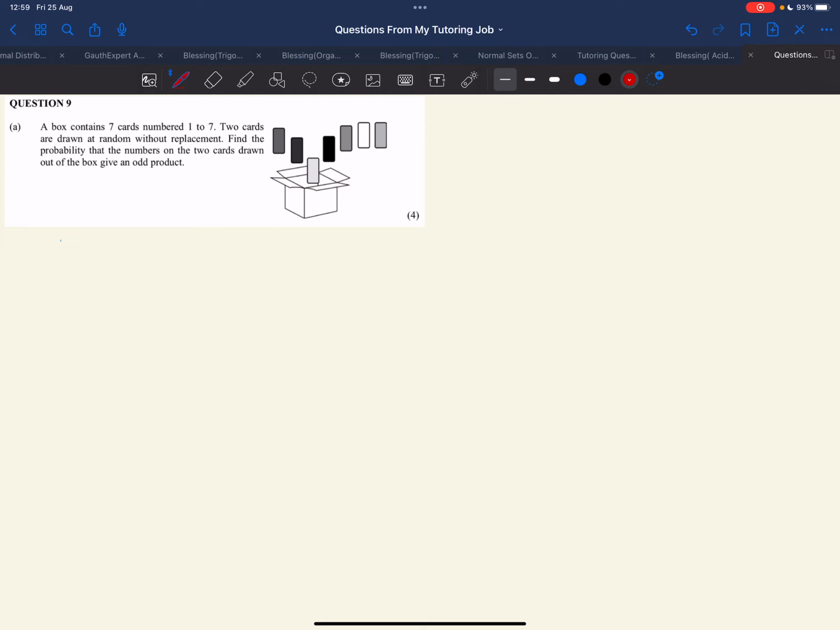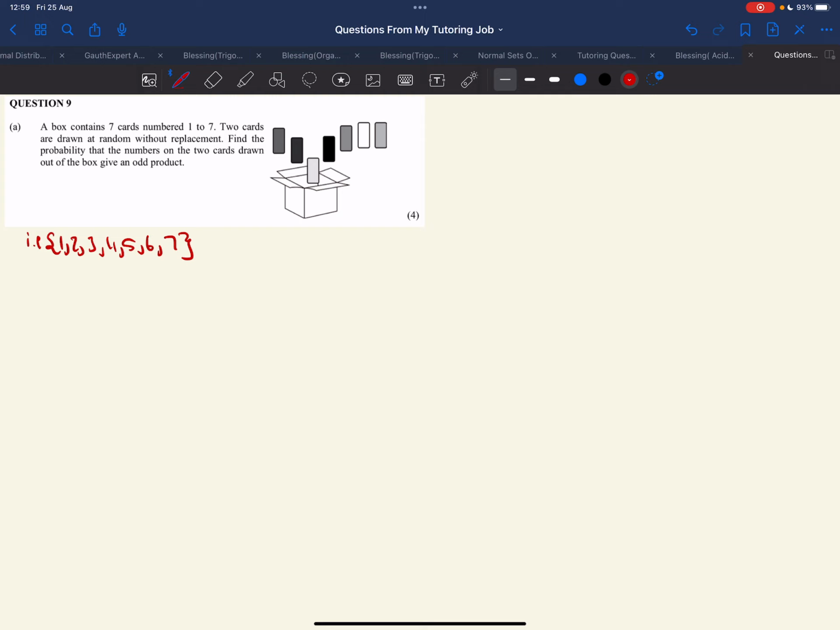Now, what I want you to know is that initially we start out with 7 cards in the box, which is actually 1, 2, 3, 4, 5, 6, 7, because that's what the question says. It says that a box contains 7 cards which are numbered 1 to 7.